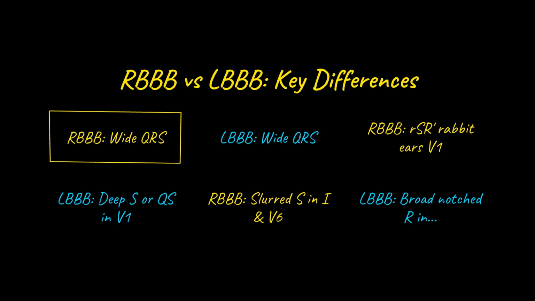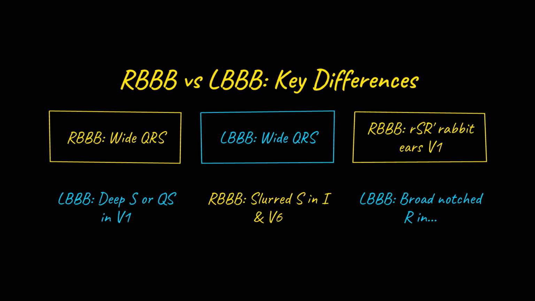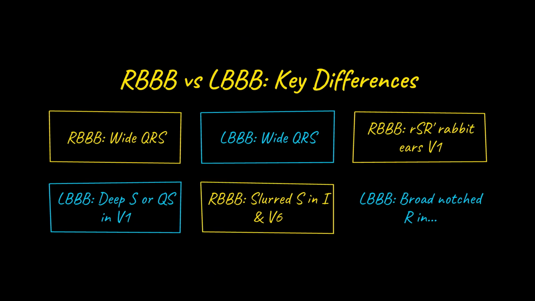Both bundle branch blocks share a wide QRS, but lead-specific morphology reveals which branch is blocked. Rabbit ears in V1 point to the right side, while a deep QS in V1 with a broad notched R in the lateral leads points to the left. Matching these lead patterns to the block type is exactly what the exam tests.